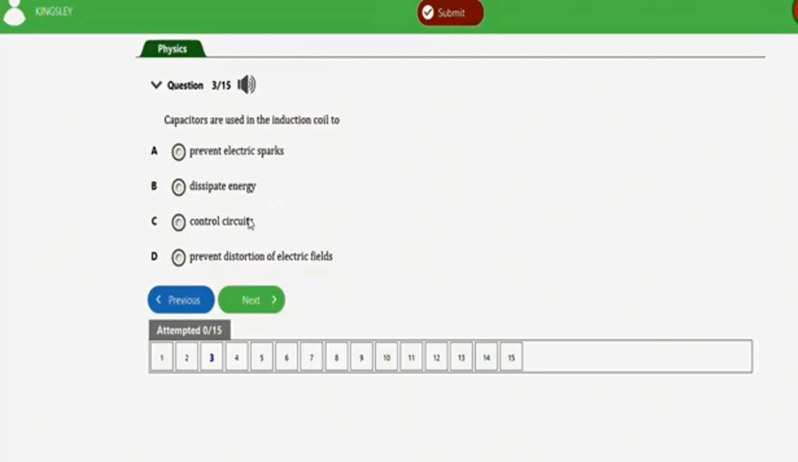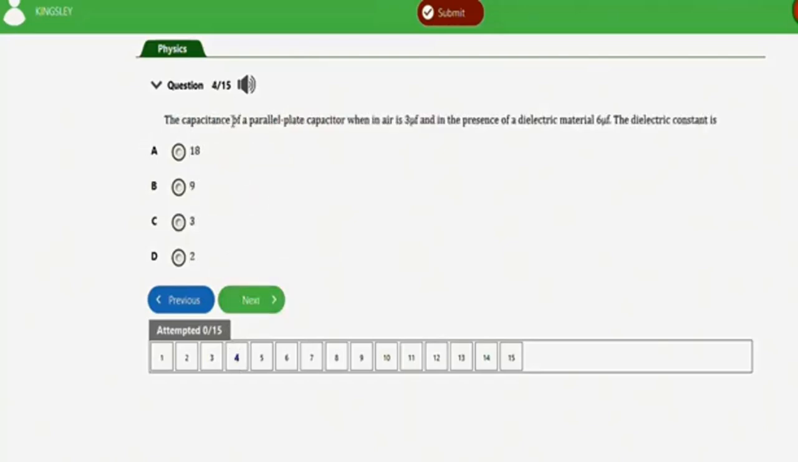Okay, next repeated question will be this one. It says the capacitance of a parallel plate capacitor when in air is 3 microfarad and in the presence of a dielectric material 6 microfarad. The dielectric constant is, so the same formula. The microfarad of the dielectric material is 6. The microfarad in air is 3. So when you divide, you're going to have 2. So the right option to this question is option D. Alright, so that's it for this question.